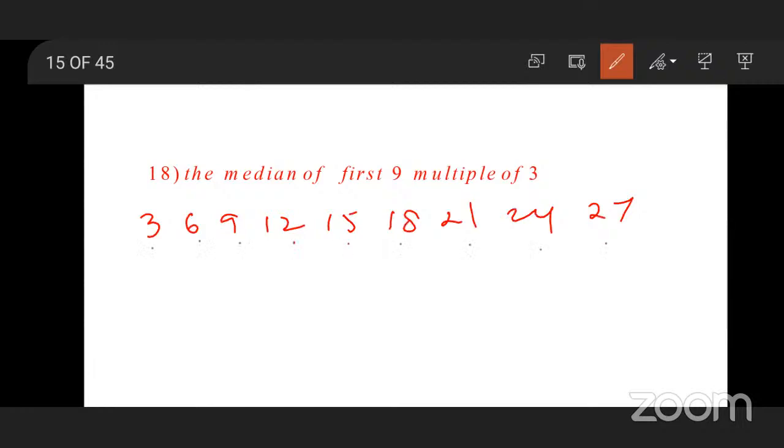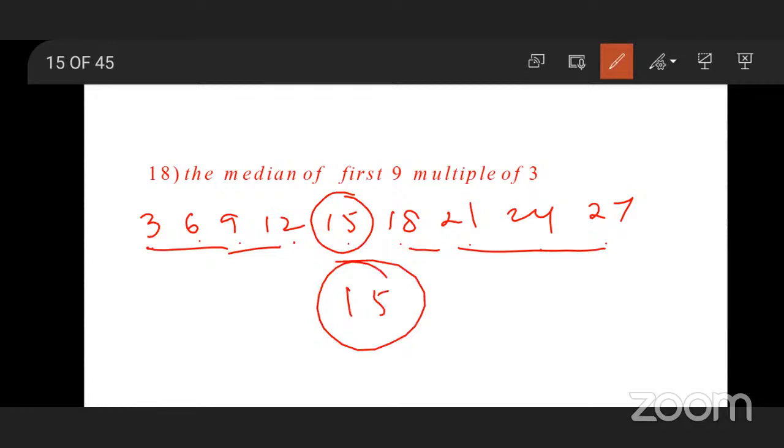What is the median of this? Take the first 3 and the last 3, then the first 4 and the last 4. What is the median value? Exactly 15 is the median of the first 9 multiples of 3. With n equal to 9, it is exactly the middle one. The first 4 and last 4 cancel. The middle value is 15, so 15 is the median of the given problem.